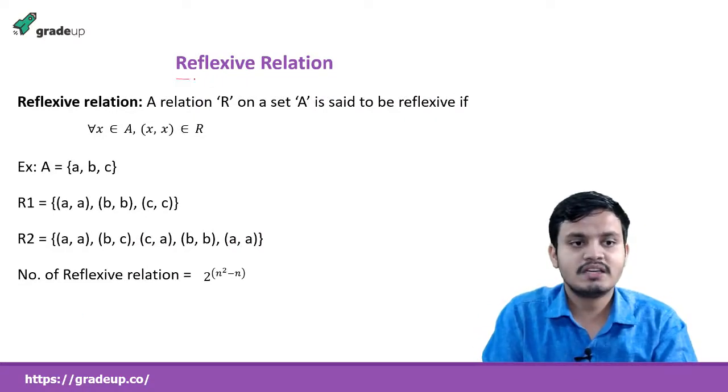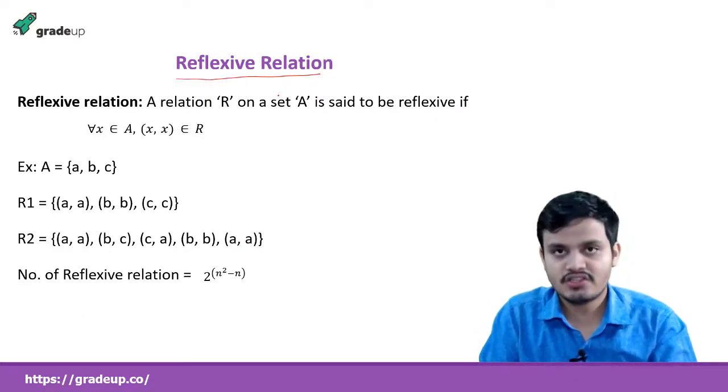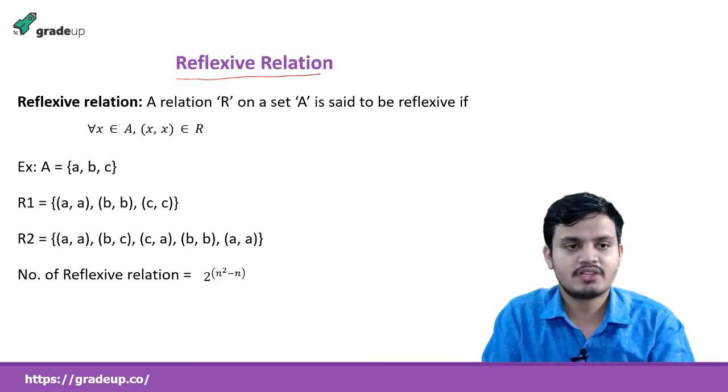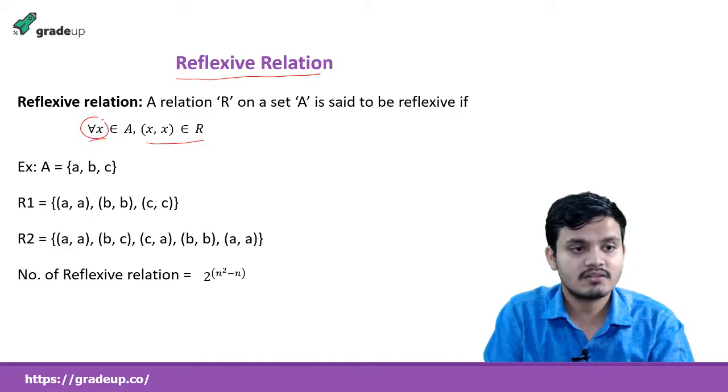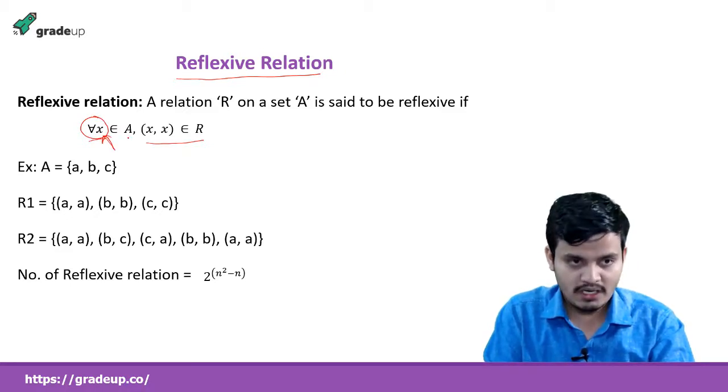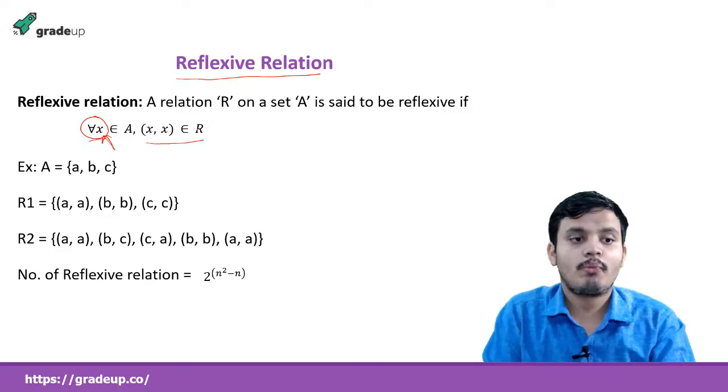Now we will be seeing there are many types of relation, and now we will be seeing the reflexive relation. A relation R on a set A is said to be reflexive if for all x belonging to A, (x, x) belongs to R. Try to represent this equation. For all x, this means for all x that belong to A, (x, x) belongs to R.